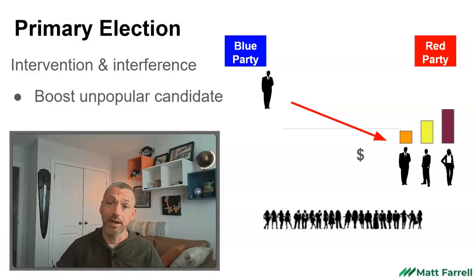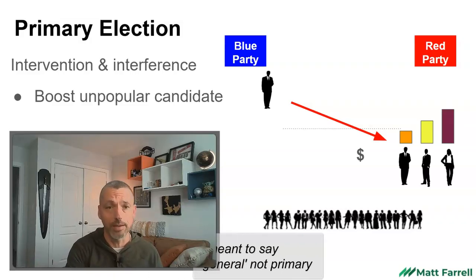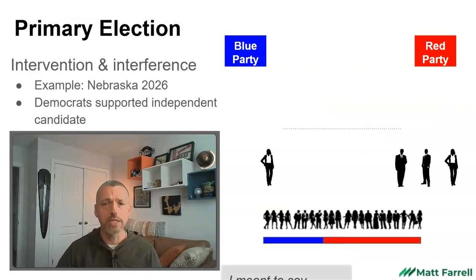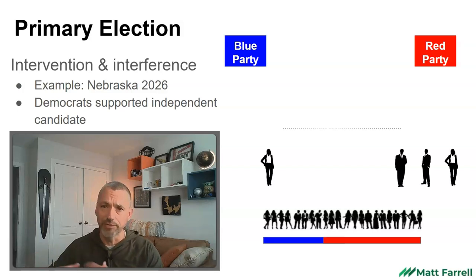can to boost that unpopular candidate, or alternatively, they might run attack ads at the leading candidate to try and diminish their popularity, again, in hopes of facing a weaker candidate in the general election. So that's one way they might try and intervene to influence the results of an opposing party's primary.